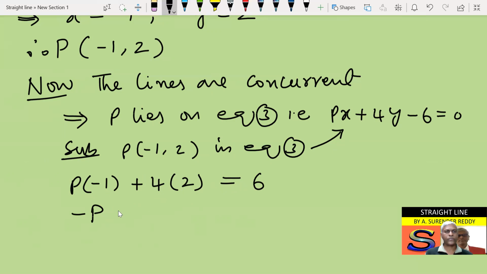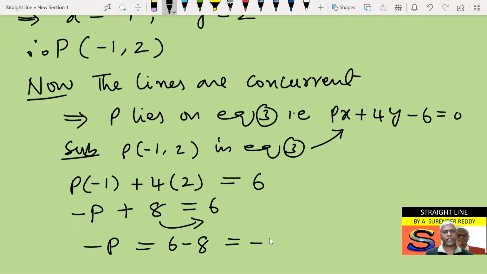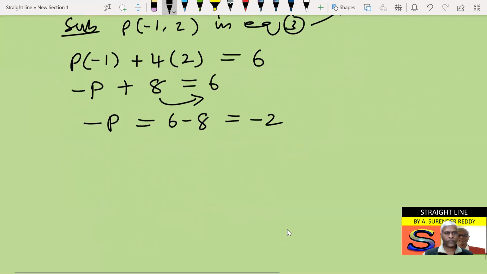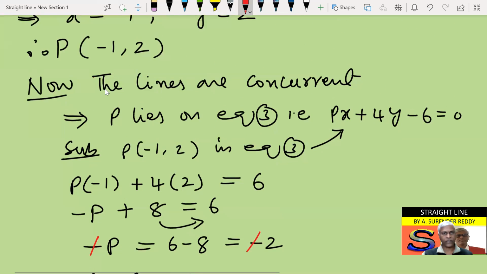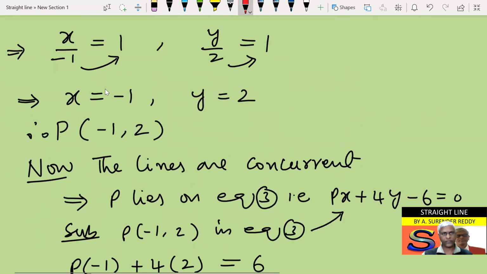and 4 into 2 is plus 8. Minus p is equal to 6 minus 8, minus 2. So p is equal to, minus will get cancelled, so p is equal to 2. P value is 2. Cancelling minus on both sides. This is how we find the p value if the lines are concurrent by using the concurrency concept.